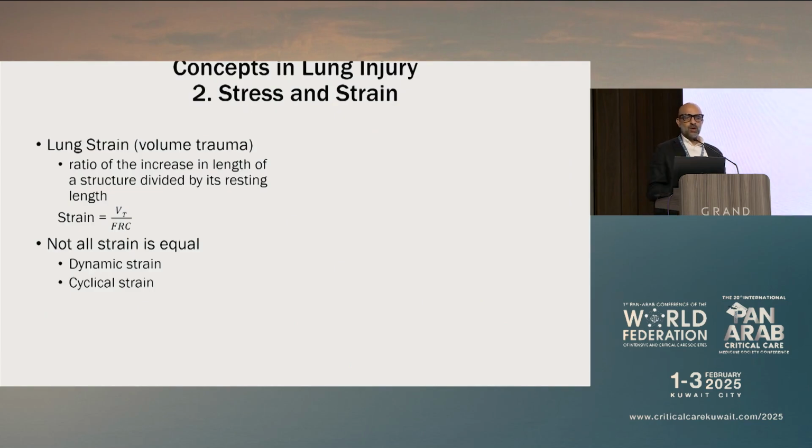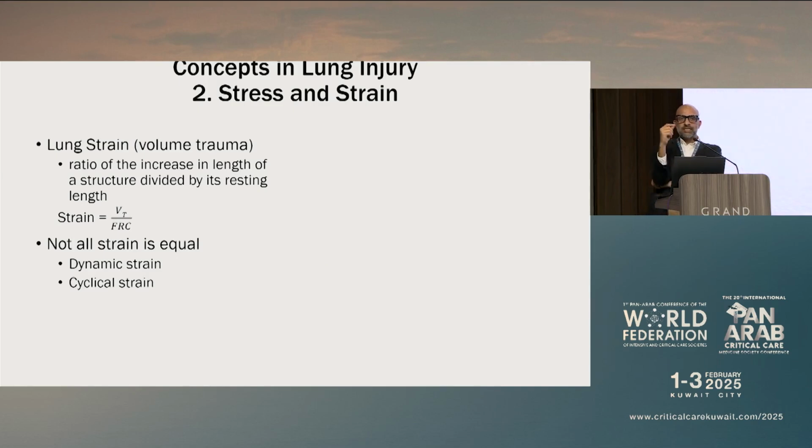Okay, now we move on to the concept of lung stress and strain. Lung strain, viewed purely from a physical concept, is the ratio of the increase in length of a structure divided by its resting length. So how much do you get stretched out from your resting state? Functional residual capacity in the lungs is the resting state, and the tidal volume that we deliver is how much you're moving away from it. And that is how we estimate what lung strain is.